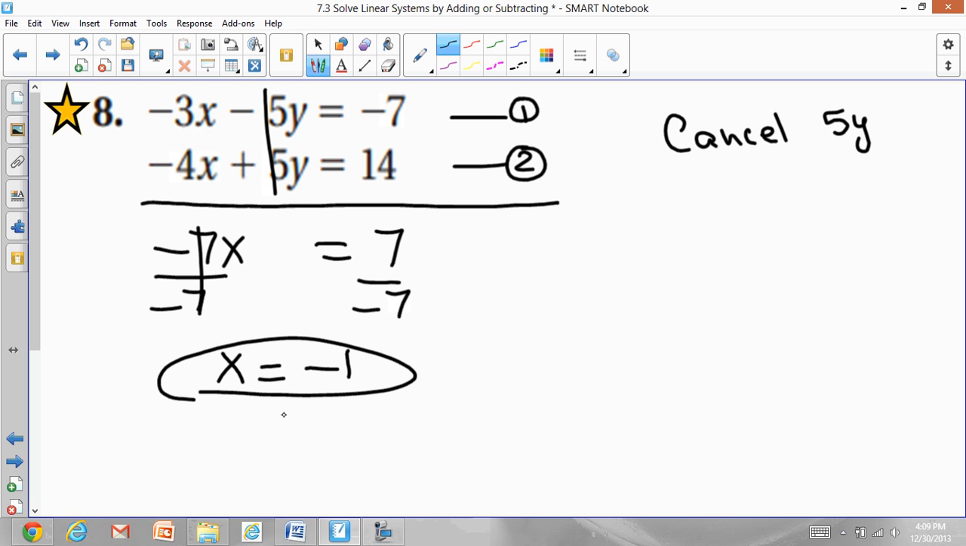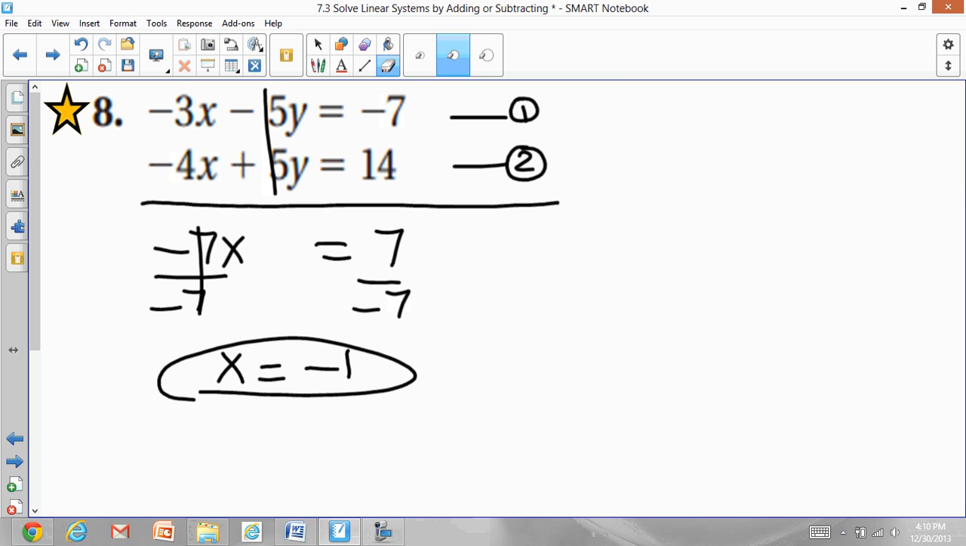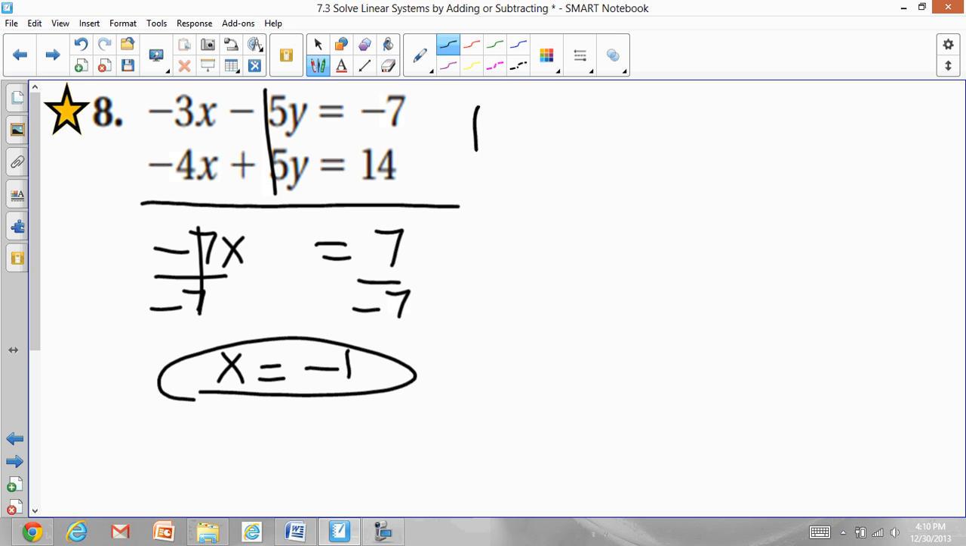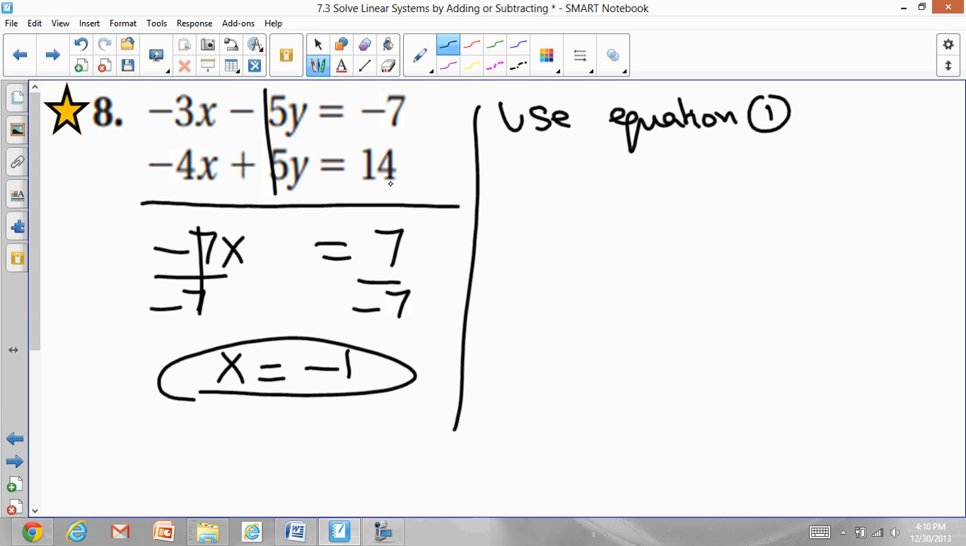Once you get x equals negative 1, now you need to find y. You have an option of using the first equation or the second equation. It doesn't matter whether you use first or second, the answer will still be the same. So I'm going to take my x equals negative 1 and substitute it in my first equation. So use equation number 1. Like I said, it doesn't matter whether you use the first or the second.